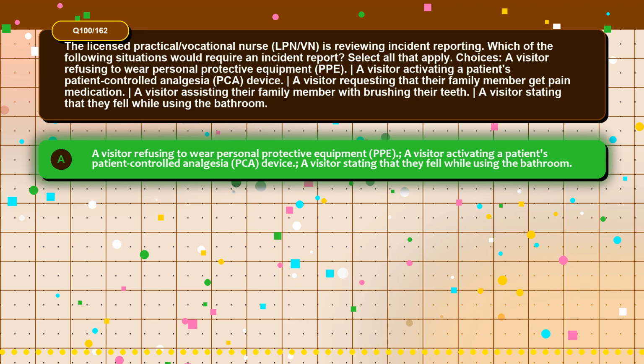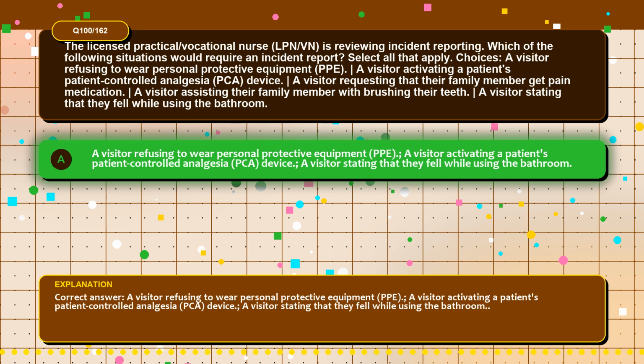Correct answer: a visitor refusing to wear personal protective equipment, PPE. A visitor activating a patient's patient-controlled analgesia, PCA, device. A visitor stating that they fell while using the bathroom.